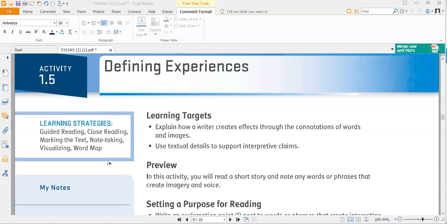Our learning strategies are going to be guided reading, close reading, marking the text, note-taking, visualizing, and word map. Okay? So for this activity, you will read a short story and note any words or phrases that create imagery and voice. Now, I know it says that it's a short story, but a short story doesn't necessarily mean it's going to seem short to you. The word short is subjective, meaning it means something different to each person. What this person means by a short story is that it's not a novel, it's not a book, it's just a story. So even though it may seem a little bit long, yes, it is a short story.